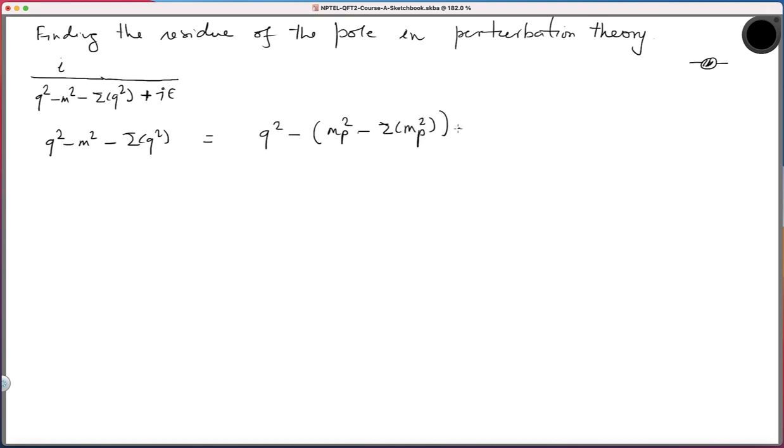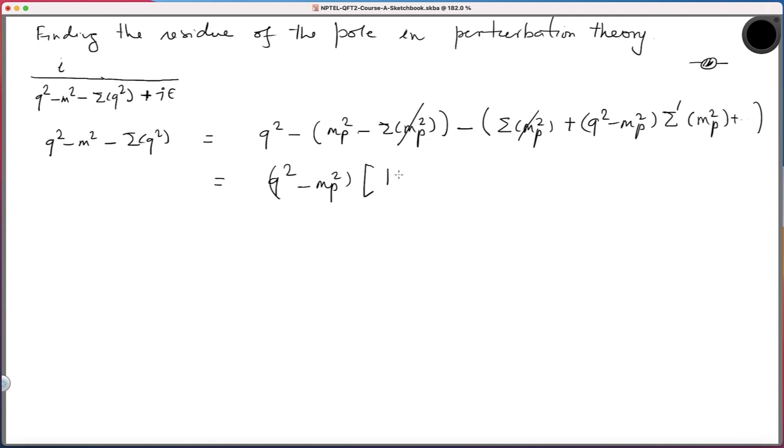That is what your m square is. And then minus, and I do an expansion around m_p square, the physical mass. I should have done something else, but nevertheless, let's proceed with this because it's perturbation theory. It will not matter, at least to this order. So this cancels, and we have q square minus m_p square. That's what I take common, and I get 1 minus sigma prime of m_p square. Okay, this is to the lowest order. Is that fine? 1 minus sigma prime evaluated at m_p square.